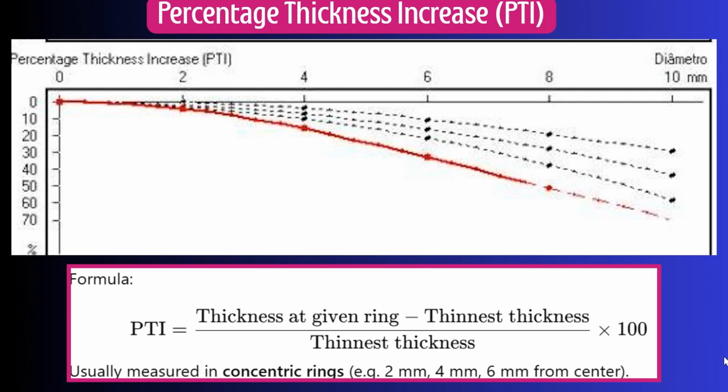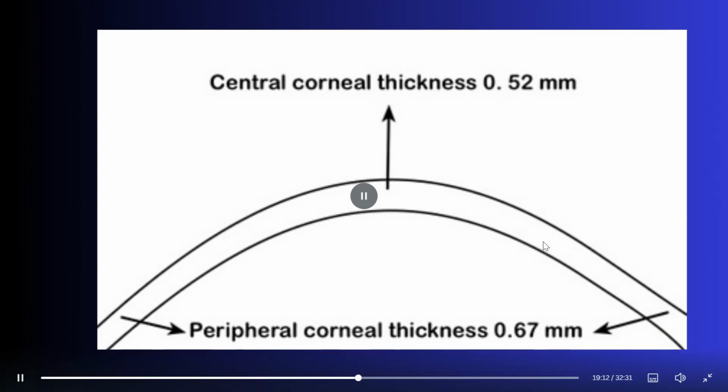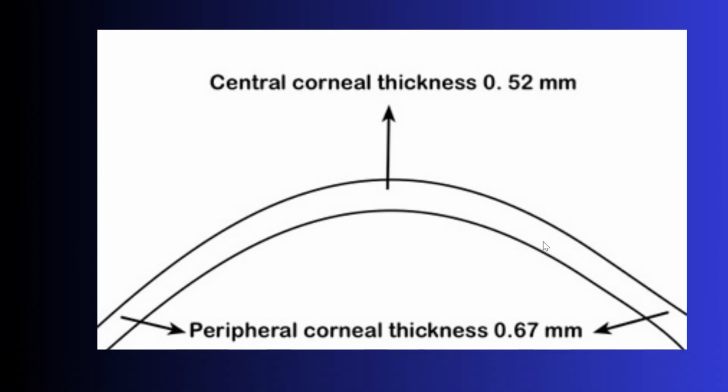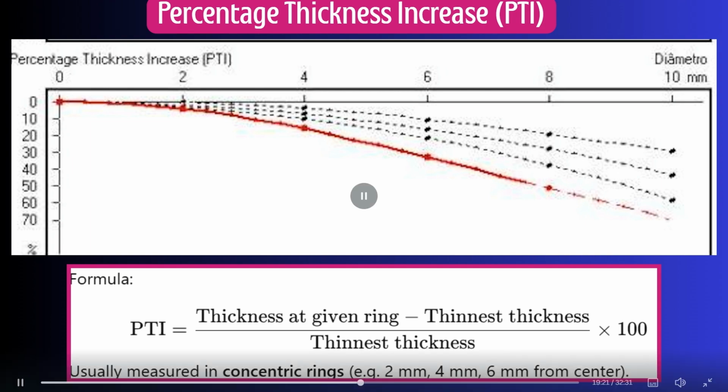The next parameter is the PTI. The PTI, the percentage thickness increase, measures the relative increase in the thickness as a percentage compared to the thinnest point. So it focuses on how quickly the cornea thickens outward. We all know that the cornea is thinner in the center and thicker in the periphery, and that is what is known as the thickness profile. Now we are testing it using these two parameters.